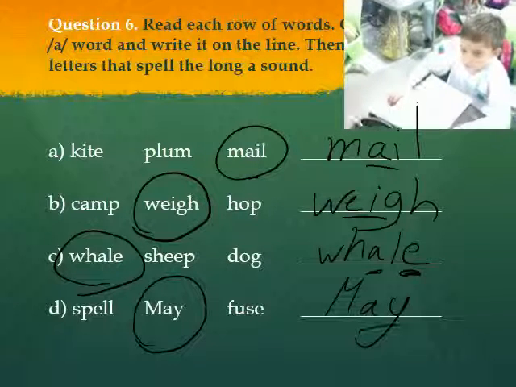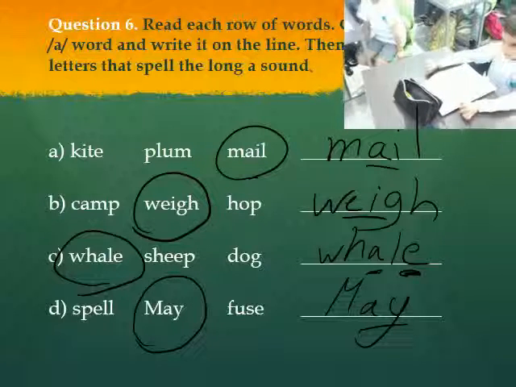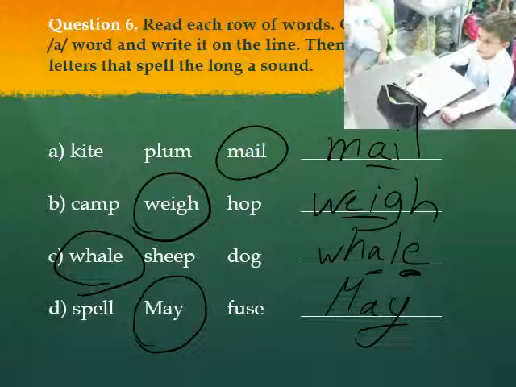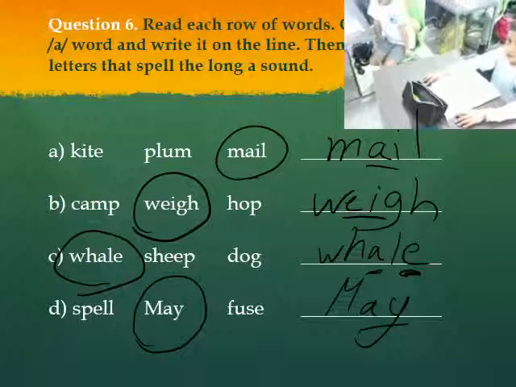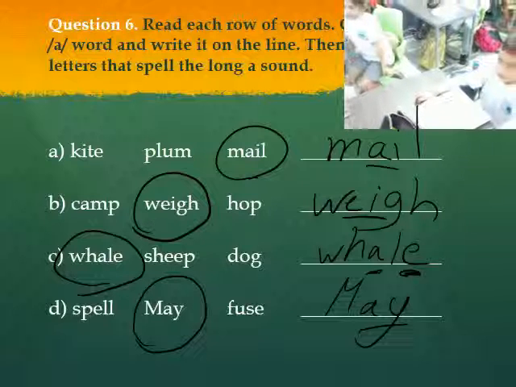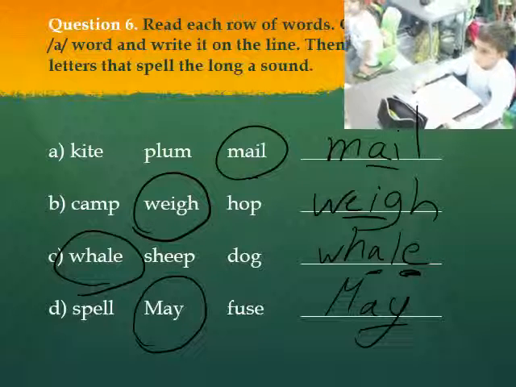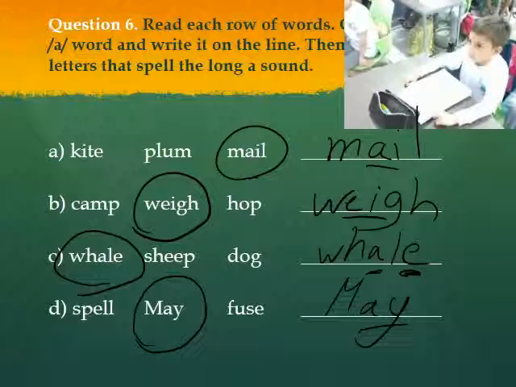Excellent. So the letters A and Y, in the spelling of a word, make the long sound A. A consonant, E also makes A. E-I or E-I-G-H make A, as well as A-I. Very good.